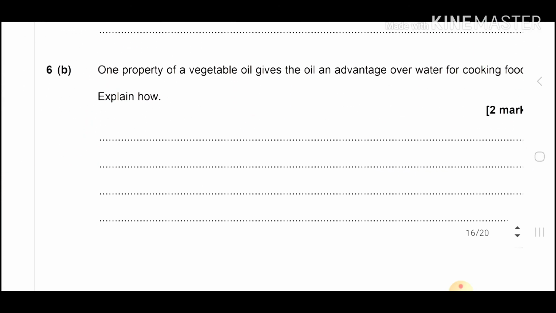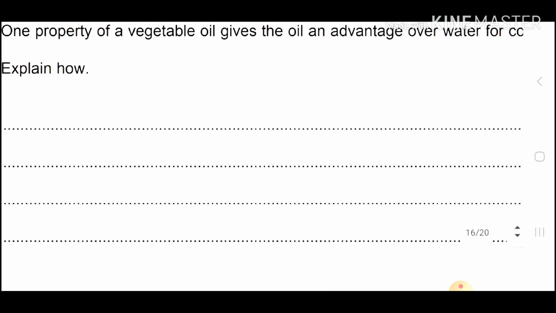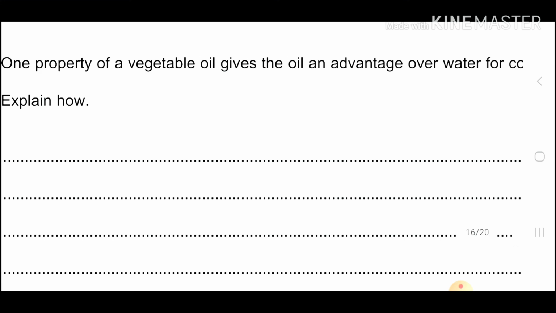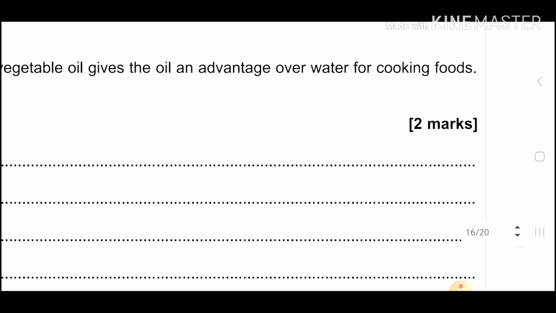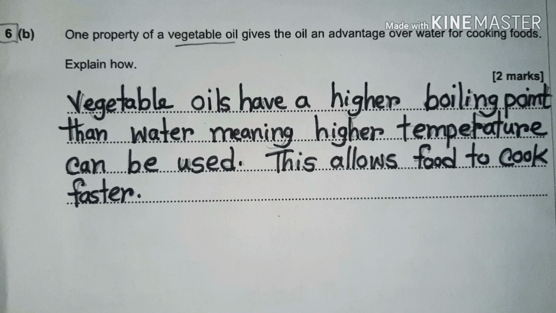Okay, next one, that is 6B. One property of a vegetable oil gives the oil an advantage over water for cooking foods. So explain how. Vegetable oils have a higher boiling point than water. A higher temperature can be used, and this allows food to cook faster. That is the reason. All right, next one, and this is the last one, guys.